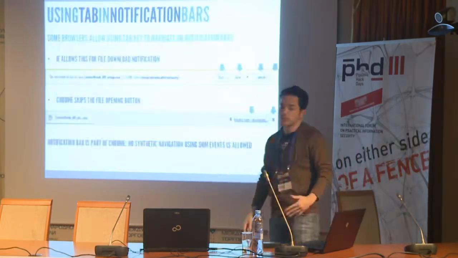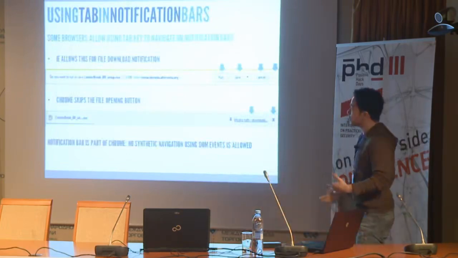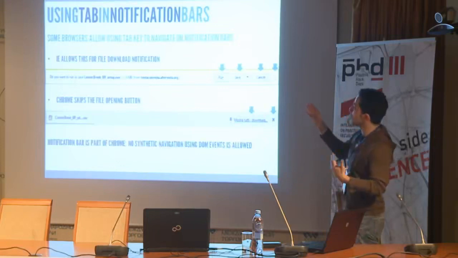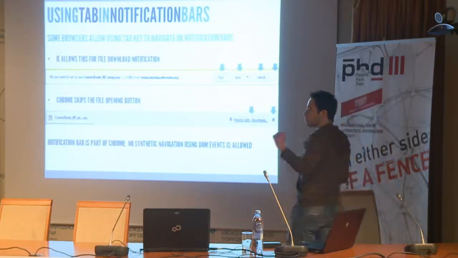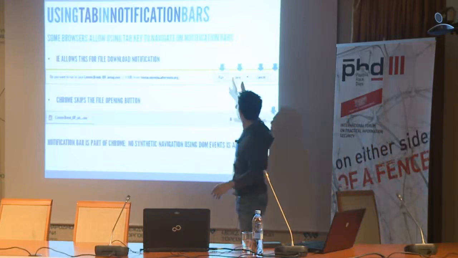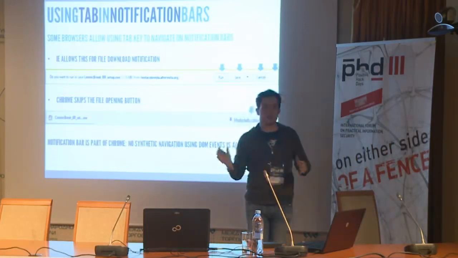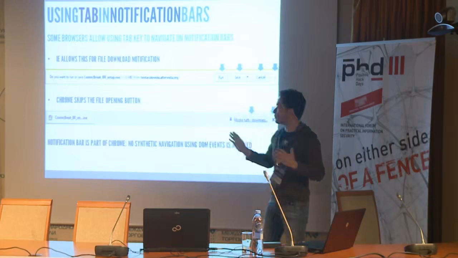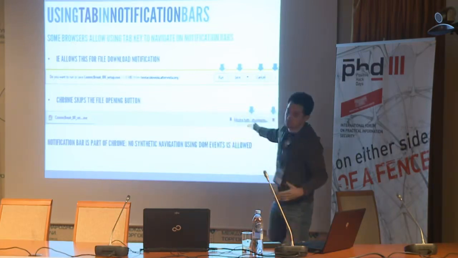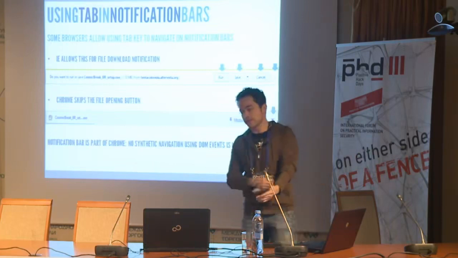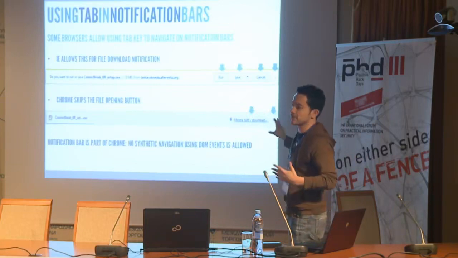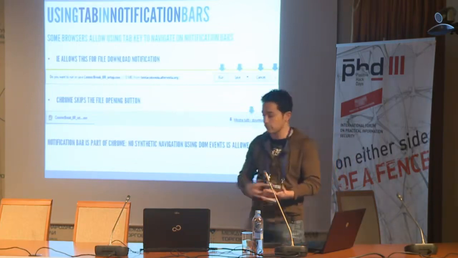Third problem, using tab in the notification bar. Some browsers allow using tab to switch among the different buttons, different options provided in the notification bar. For instance, Internet Explorer allows this for file download notification. This means that you can press tab multiple times in order to switch between run, save, cancel, and close. Google Chrome is a little more secure because it skips the file opening button, allowing you to switch between show downloads and close. Okay, just a side note, the notification bar is part of Chrome, so you cannot simulate navigation using JavaScript events, okay? You actually have to press the key on your keyboard.